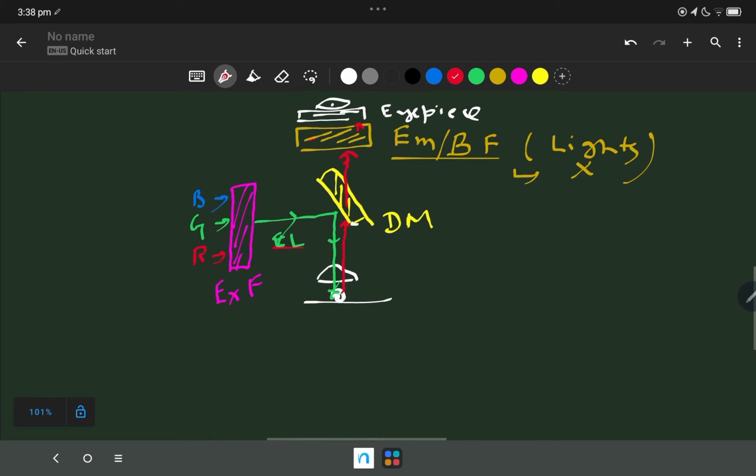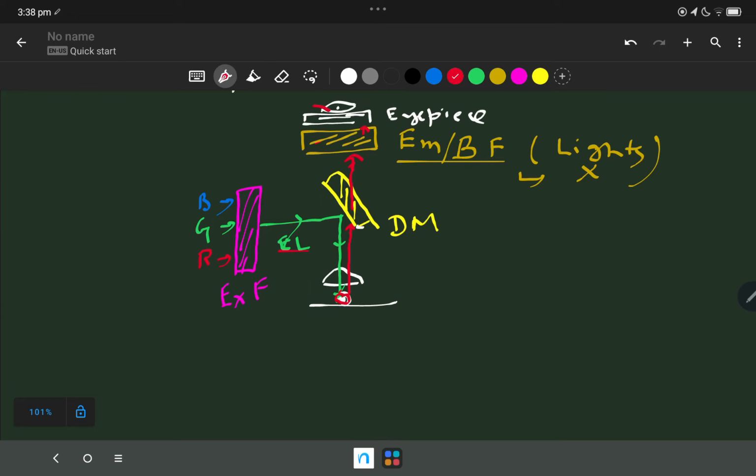Now this will come to the eyepiece and we will see the object like this. In this way we can see the object. The emission filter allows only the fluorescent light emitted by the fluorescent sample to reach the eyepiece. So these are the basic components, or the basic structure.